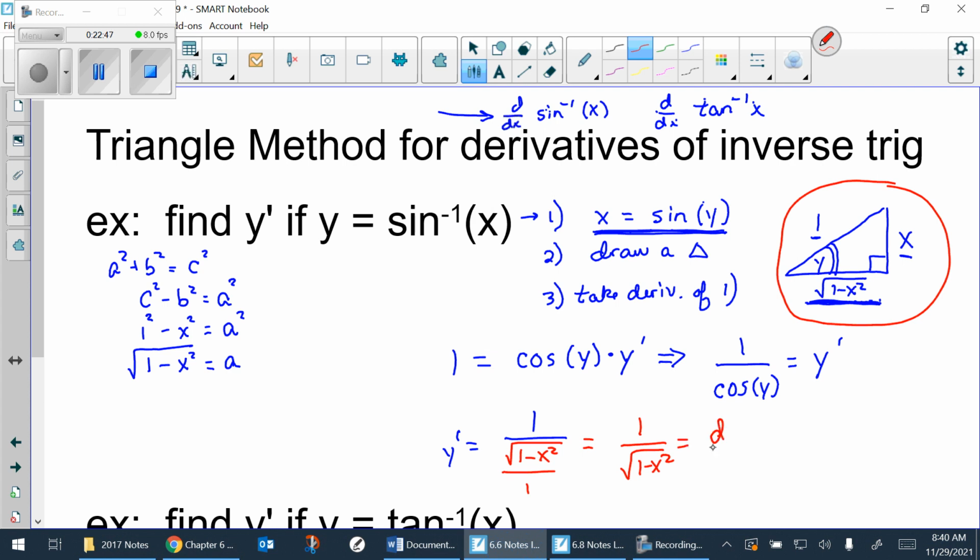That is the derivative of the sine inverse of x. 1 divided by the square root of 1 minus x squared. That's the derivative of sine inverse. Now that is something we'll see in a table a little bit later on page 457 in the book. But that is a piece of information we're going to hold on to.